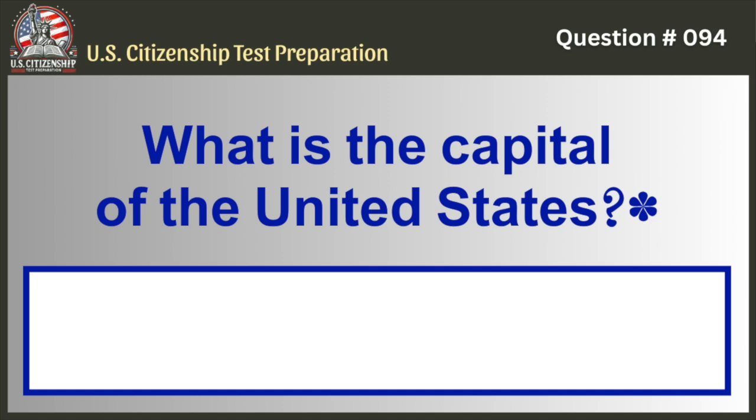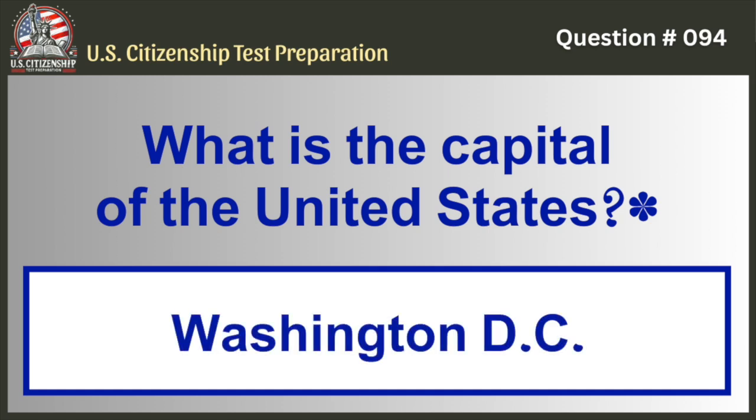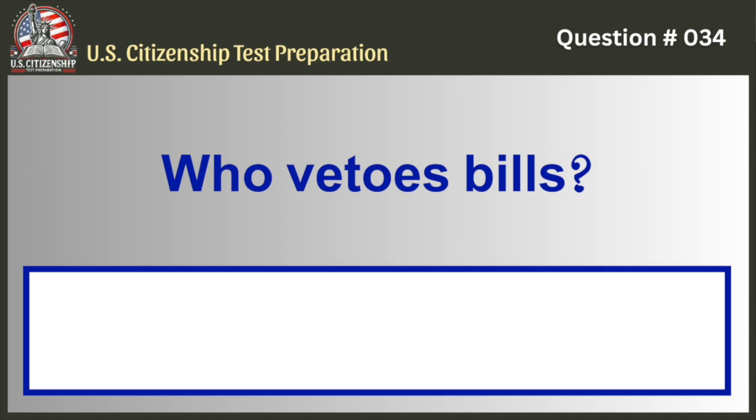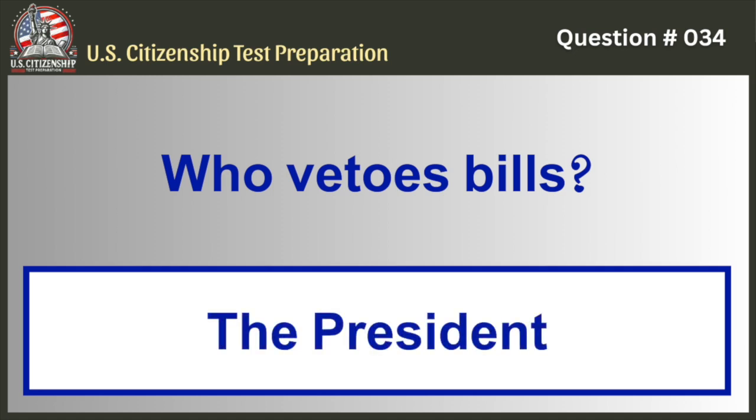What is the capital of the United States? Washington, D.C. Name one problem that led to the Civil War. Slavery. Who vetoes bills? The President.